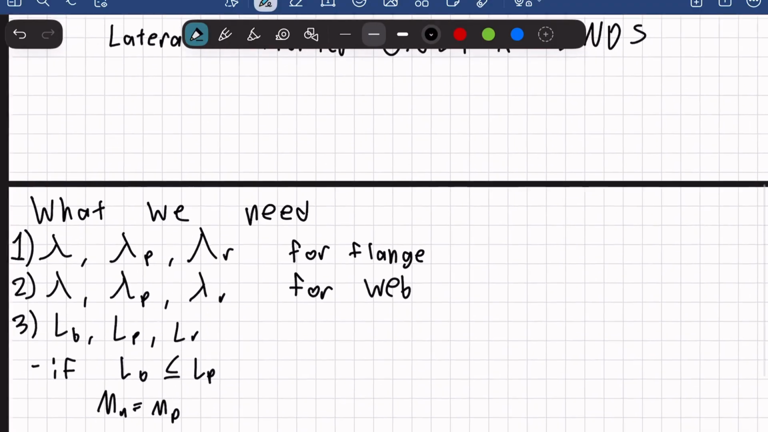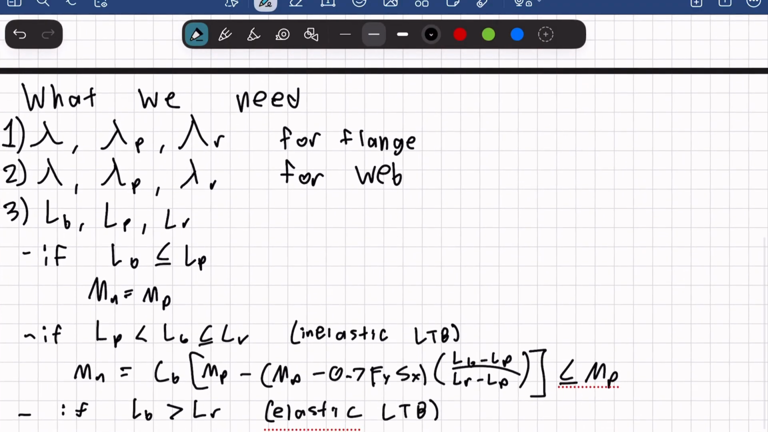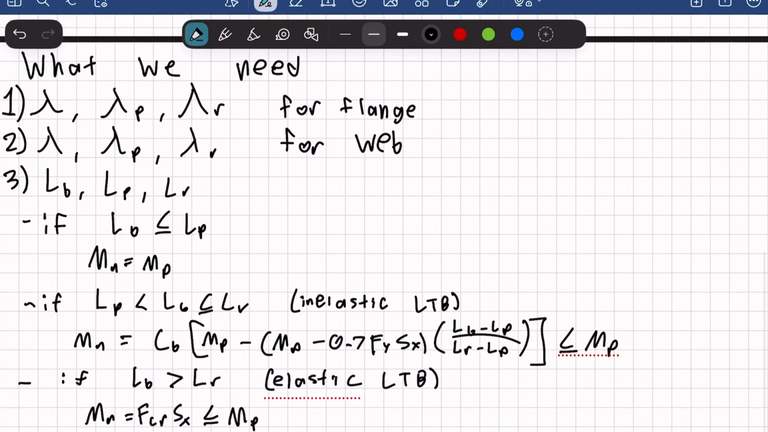So what are the things that we really need to get into this problem? First thing we're going to do is analyze whether the shape is compact. This isn't too difficult to do. We can use our equations for lambda p and lambda r, which we'll go over in a minute. Number two, I have written out here that we need to analyze the web for being compact. But what do we know about I shapes in the manual? They are all compact, so this step is already done for us. We actually don't need to check this. We can assume that the web is compact for the shape.